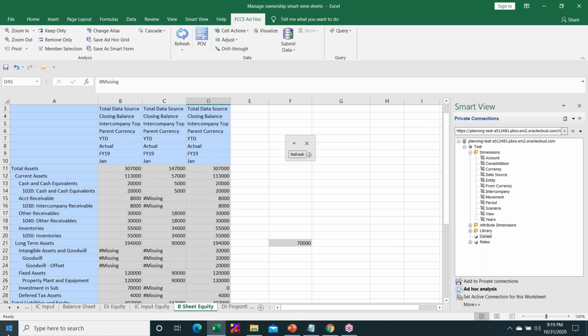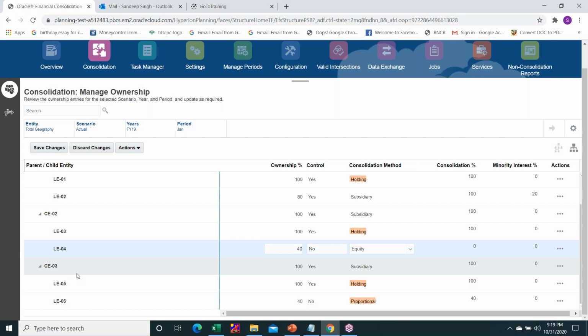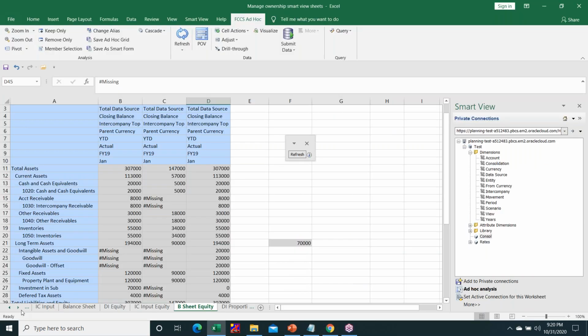Now there is another method of consolidation where we have the option of defining the consolidation method of proportional. So I have prepared the consolidated financial statement under the proportional method. This time my consolidated entity is 03, my legal entities are 05 and 06, and here I have defined the ownership by 40%, but the consolidation method is changed, that is the proportional method of consolidation. Now we are going to see how our numbers are coming under the proportional method of consolidation.